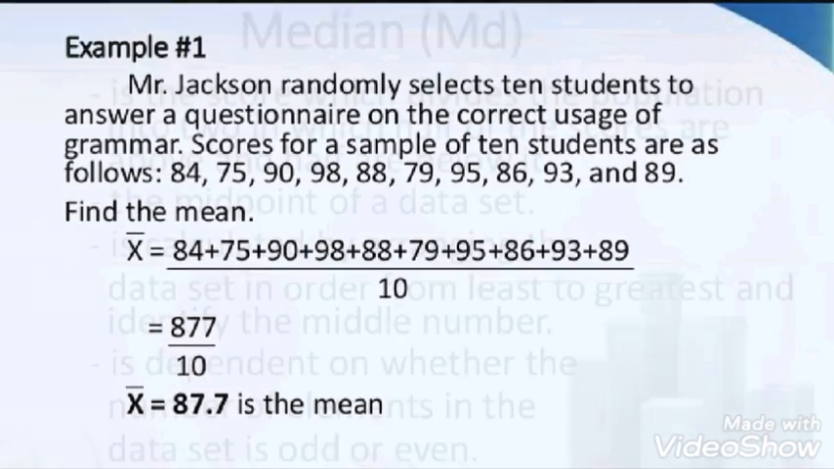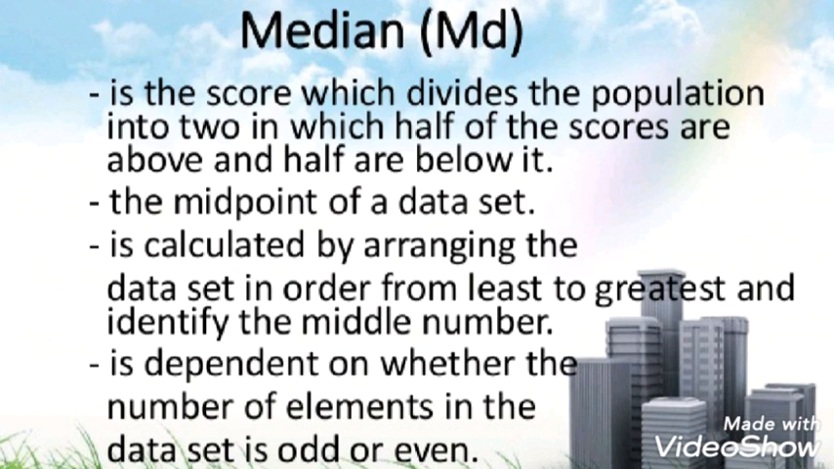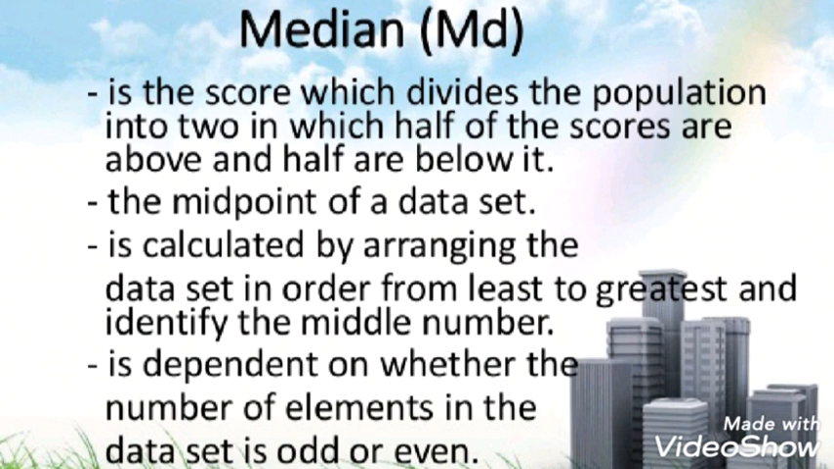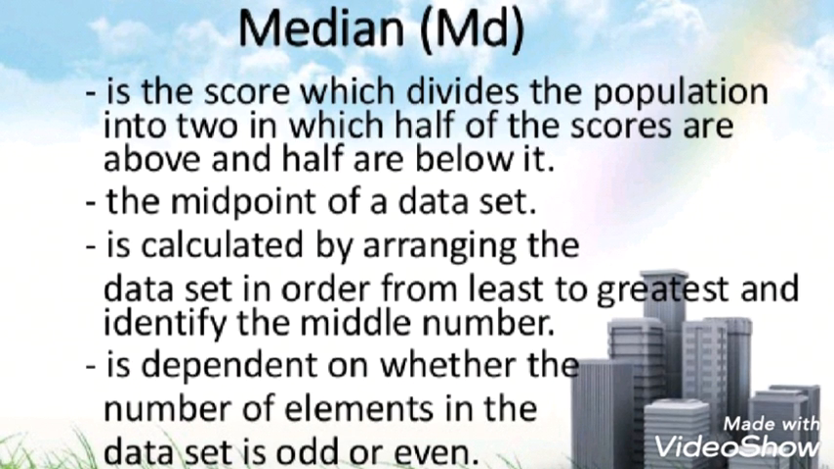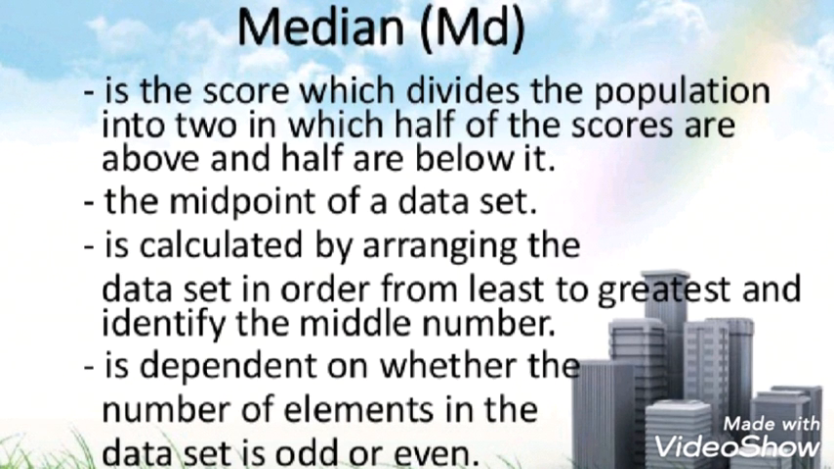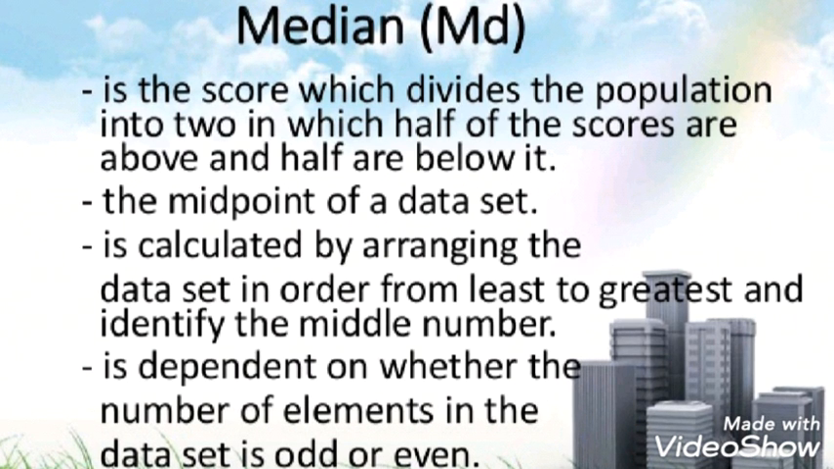Then we will go for the median. Here the median means middle. It is the score which divides the population into two, in which half of the scores are above and half are below it. The midpoint of a data set is calculated by arranging the data set in order from least to greatest and identifying the middle number.